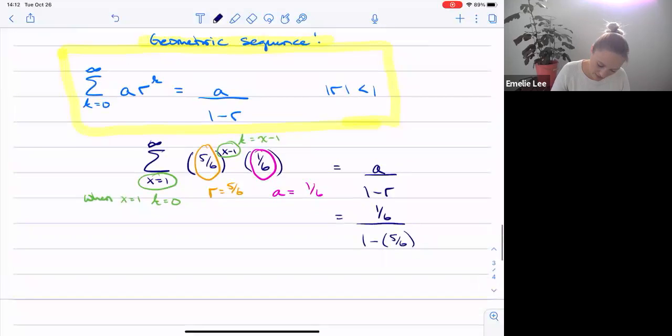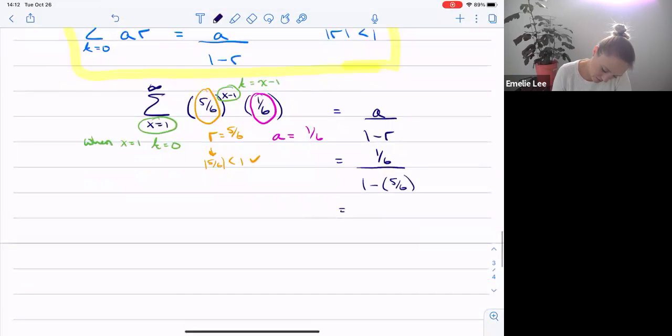One thing that I didn't check is that the absolute value of 5 over 6 is less than 1. That's good. So it's going to work, but I should include it, I guess. 1 minus 5 over 6 is 1 over 6. 1 over 6 over 1 over 6 is 1. We did it. But we did have to leverage that geometric sequence.